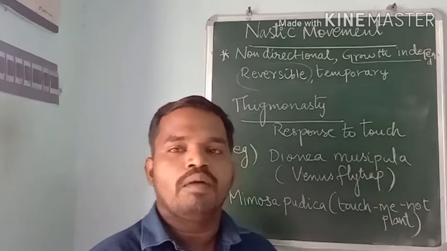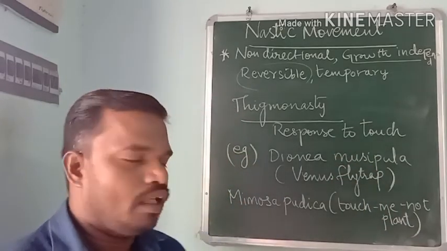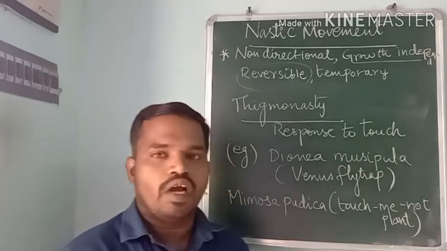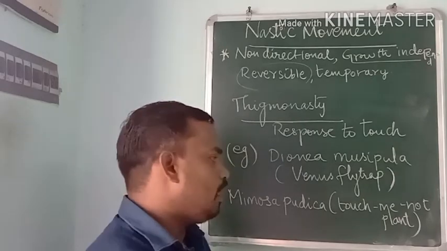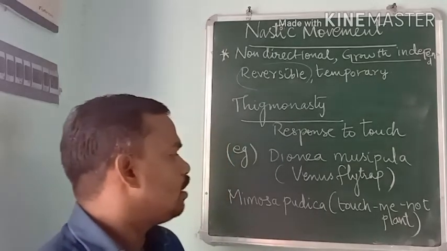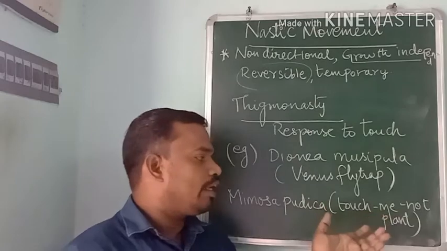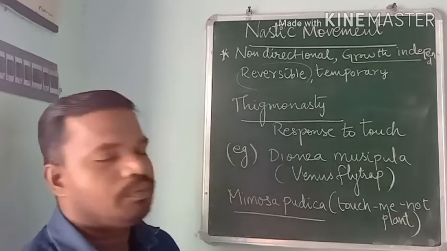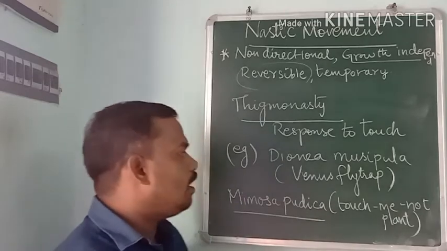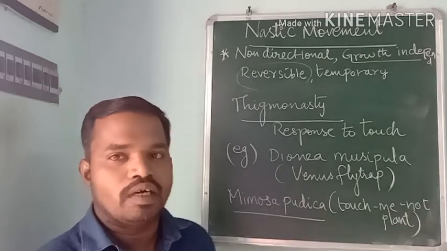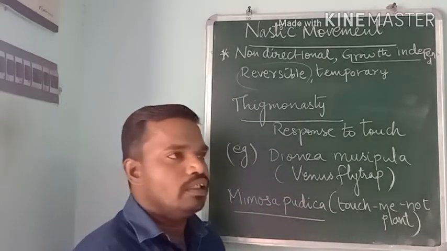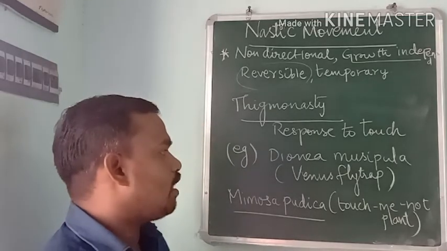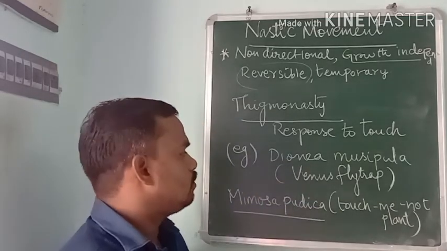So next example is Mimosa pudica. Mimosa pudica, that is we call it touch me not plant. தமிழ்ல தொட்டால் சுருங்கி செடின்னு சொல்லுவோம். What is the botanical name of Venus flytrap? நான் சொன்னேன் இல்லையா, Venus flytrap. What is the botanical name of Venus flytrap? Diana.